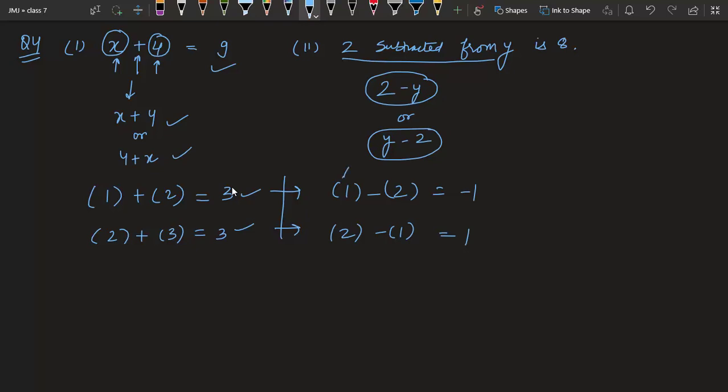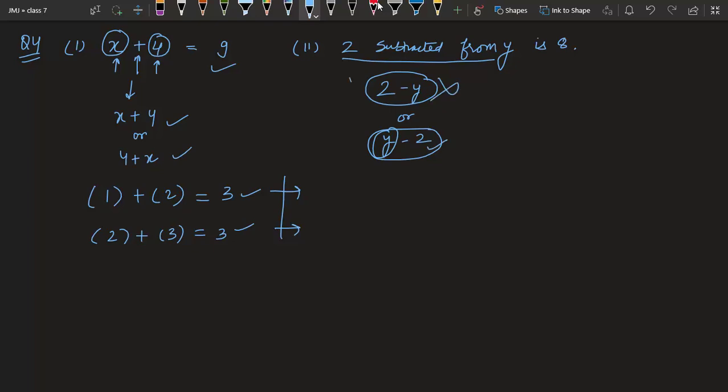So here the order of numbers has great preference. You have to understand what is the order of numbers. So again read the statement and then try to understand whether it is 2 minus y or it is y minus 2. Let's start. See, it is saying 2 subtracted from y. Something is taken from y. So y must be the number from which 2 is subtracted.